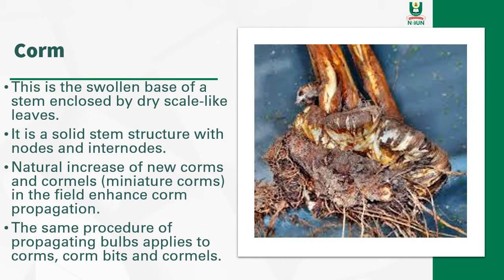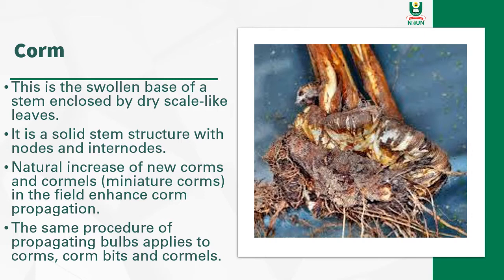Now moving on to another propagating material, we have the corm. And the corm is a swollen base of the stem enclosed in a dry scale-like leaf, like you can see in this picture here. This is what a corm looks like. It's swollen at the base, at the bottom, and it is enclosed in dry scale-like leaves, and it is a solid stem structure with nodes and internodes.